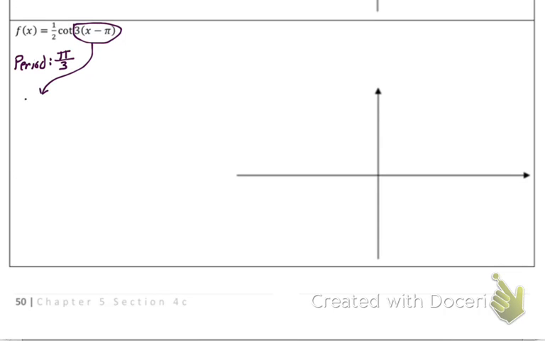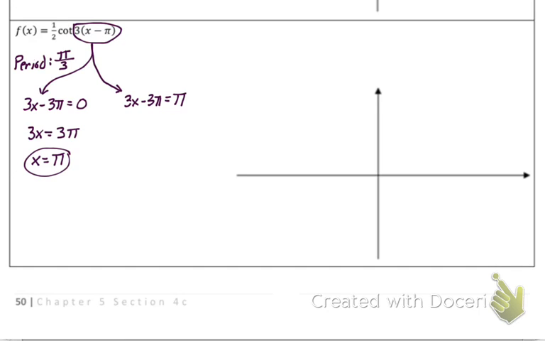I'm going to distribute right away, so I'm going to have 3x minus 3 pi equals 0. And I need to shift that other vertical asymptote, so that would be 3x minus 3 pi equals pi. So these are my original vertical asymptotes. That's where those come from. So if you know those, you know this equation. Then we just go ahead and solve. So I have 3x equals 3 pi, x equals pi. One of my vertical asymptotes is at pi.